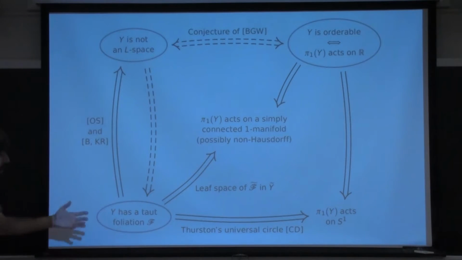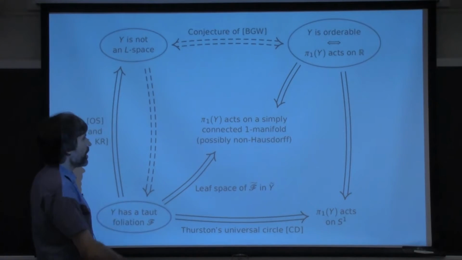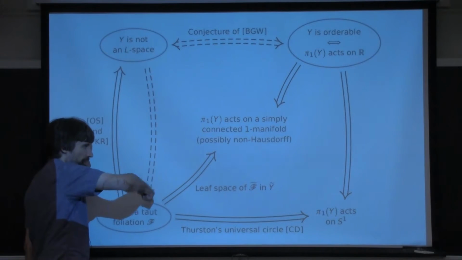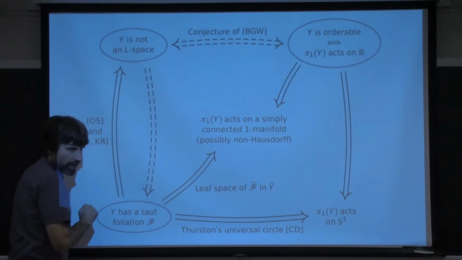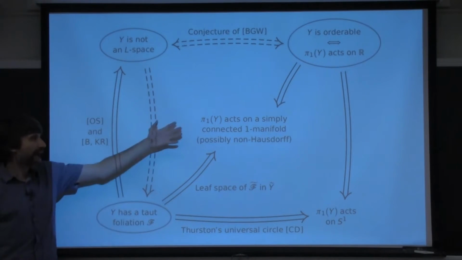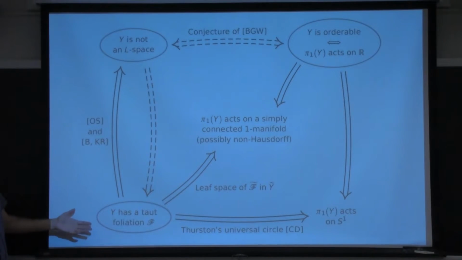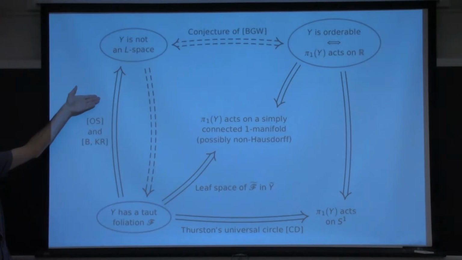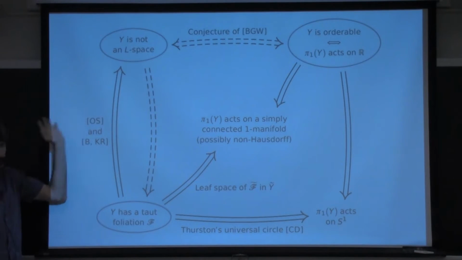And in fact, my motivation for starting this project 10 years ago is I wanted to prove that there was no arrow here. And I wanted to use the fact that you have this implication here to find a three-manifold which acted on, say, the line, but via computing its Floer homology and using this implication here, I could show that it didn't have a taut foliation. That was my plan, and now I tell you the story of failure.